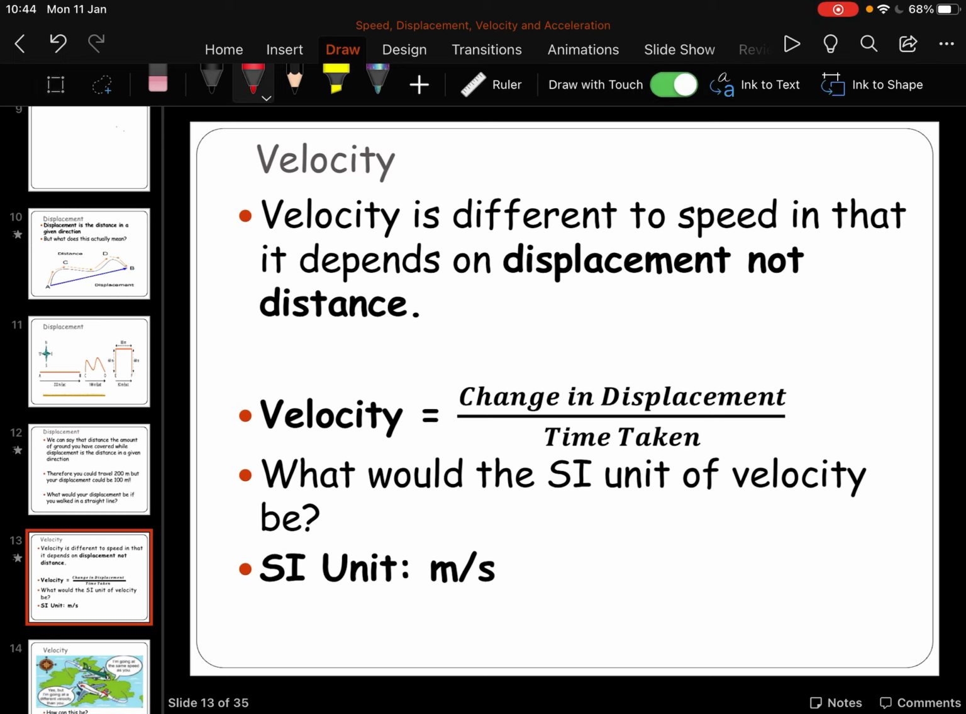Now to your next heading, velocity. Velocity and speed are not the same. They're similar though, and the maths is very similar as well. But your velocity, you need to take down now.